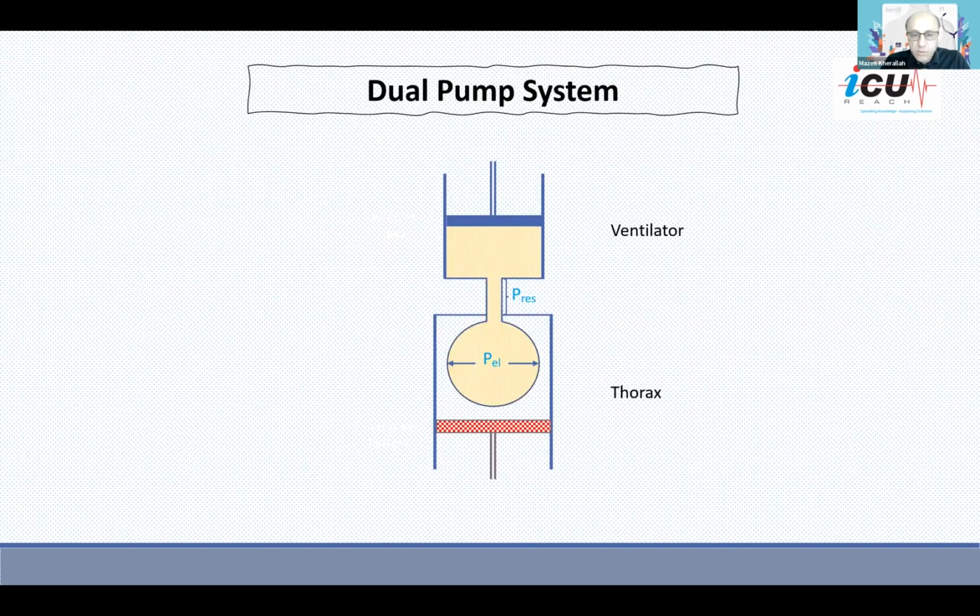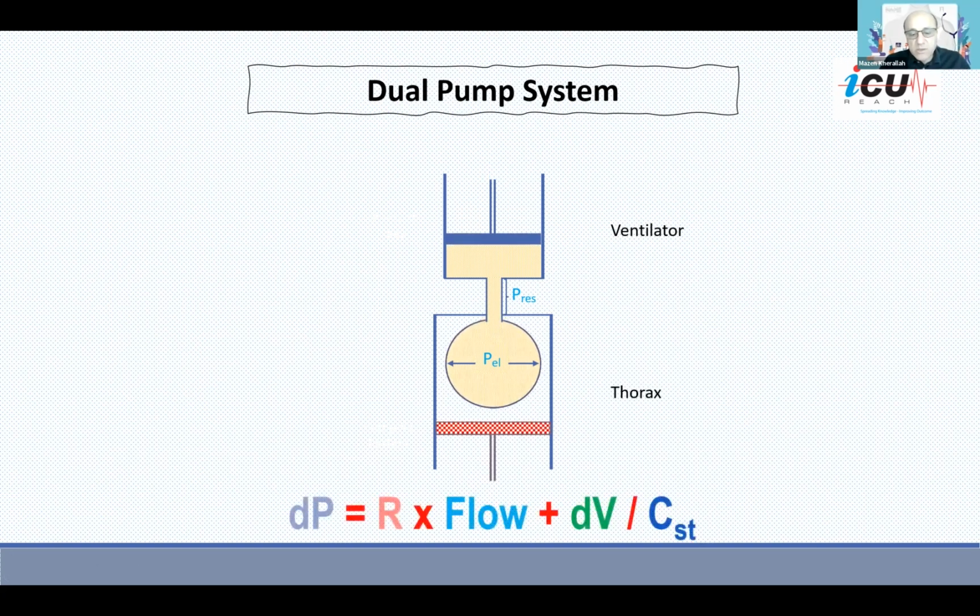First, I want to remind everyone that when you put someone on the ventilator, you're dealing with a dual pump system, meaning that you have the patient who's still breathing, of course, if you do not paralyze the patient, and you have the ventilator. So on one side, you have the ventilator with the positive pressure. On the other side, you have the patient with a negative pressure.